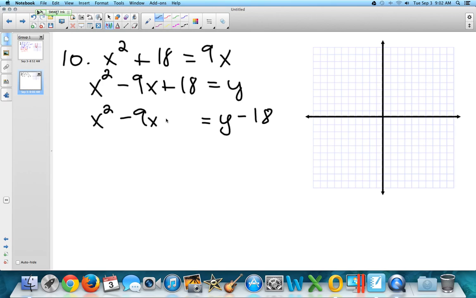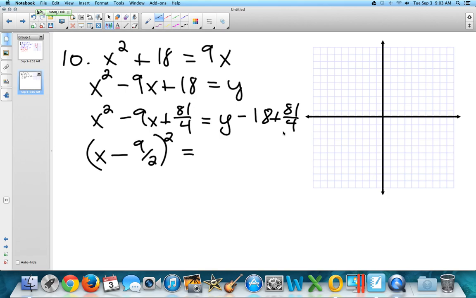If I square that, I end up with 81 over 4. So I'm going to add 81 over 4 to both sides. This side simplifies pretty easily. I end up with x minus 9 halves, square that.